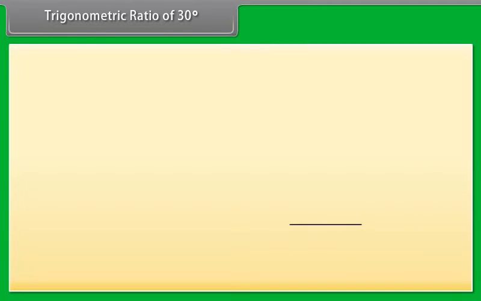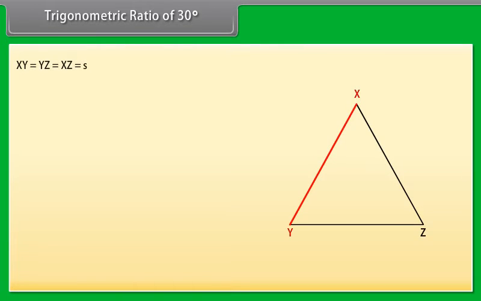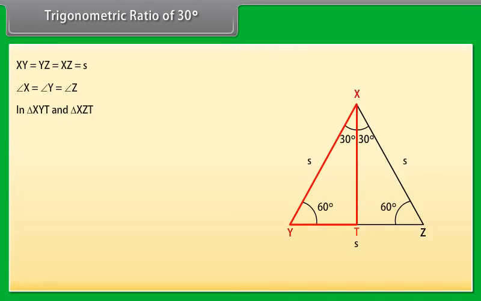Trigonometric ratios of specific angles. Having understood trigonometric ratios, let us now compute trigonometric ratios of 30 degree, 60 degree, 45 degree, 0 degree, and 90 degree.